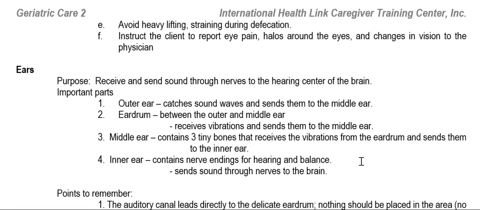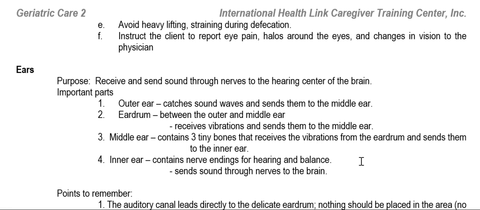Now, we will proceed with the ears. The problems of the elderly when it comes to the ears is, of course, presbycusis or loss of hearing. Purpose of the ears, it receives and sends sound through nerves to the hearing center of the brain. We have important parts: outer ear, middle ear, and inner ear. So, outer to the inner ear, it is connected accordingly. Outer is connected to your eardrum, connected to the middle ear, and your middle ear is in turn connected to the inner ear.